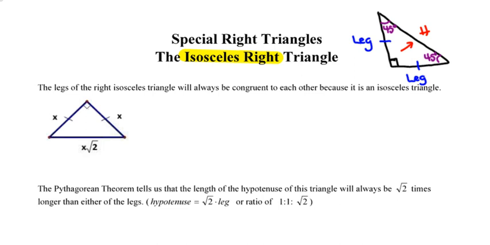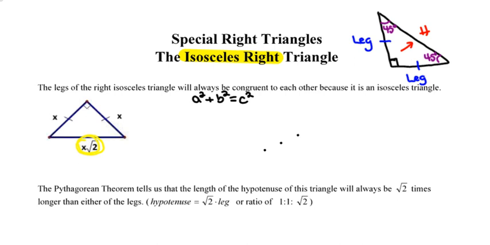All right, so let's take a look at how we can use this isosceles right triangle to find some side lengths. I'm going to introduce you to the idea that in an isosceles right triangle, the length of the hypotenuse must always be square root of 2 times the length of either leg. As honor students, you should understand where this comes from. So I'm going to use the Pythagorean theorem to explain.